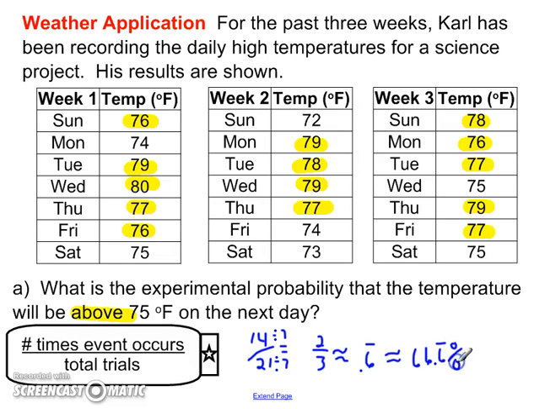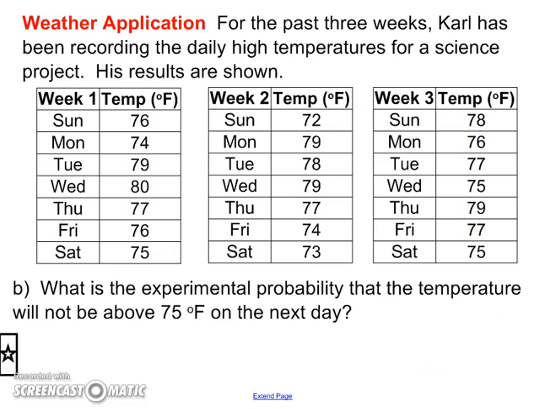Now we were not asked in this particular case to go to a decimal or a percentage, but I'll just do it for the sake of a little extra added bonus. All right, same information. What is the experimental probability the temperature will not be above 75 degrees? Now, one thing you can do is go back through and highlight all of the ones that are not above 75, I keep saying percent, degrees.